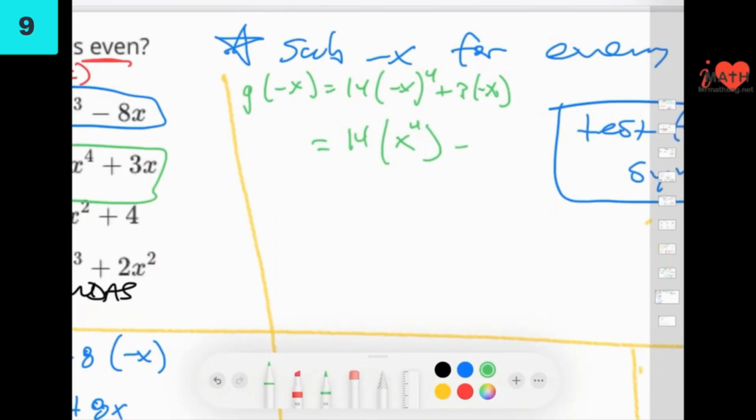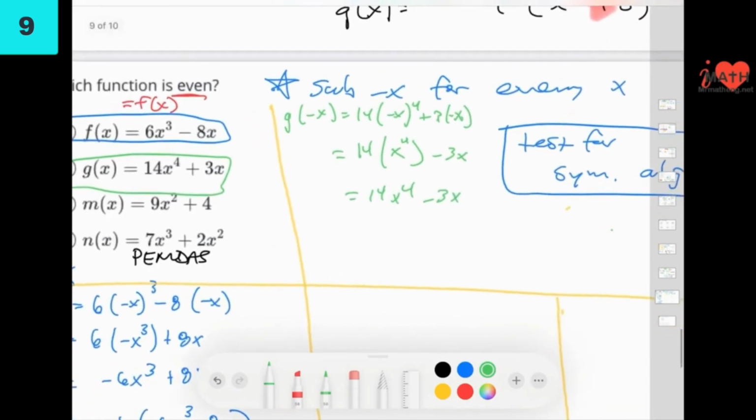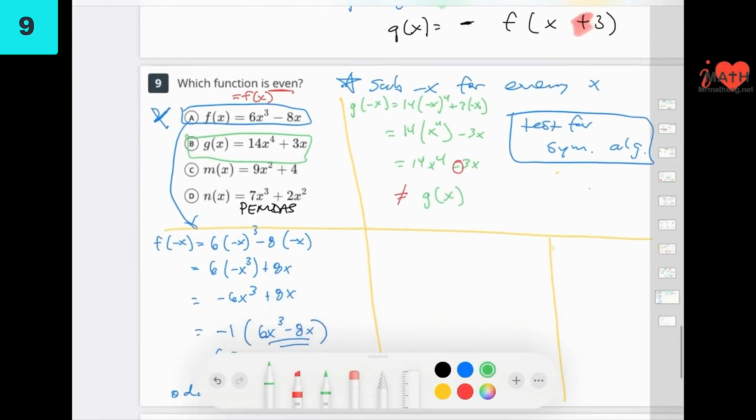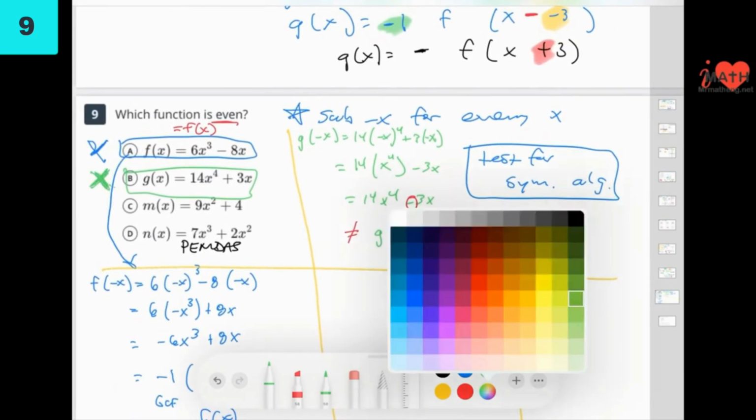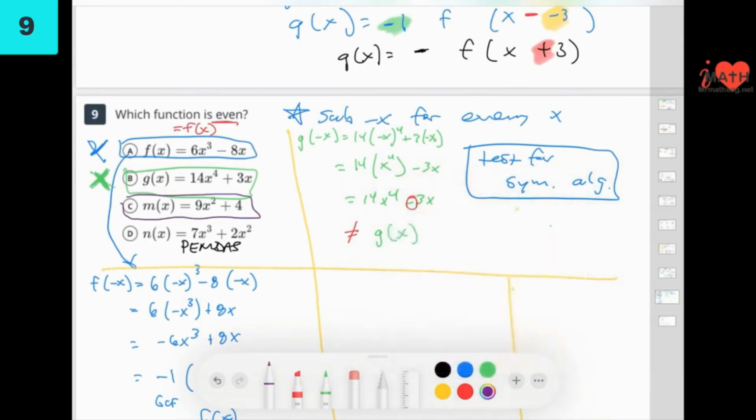And then this would be negative 3x, so this would be 14x to the 4th minus 3x. And is that equal to the original? It does not. So we can say it's not equal to the original. And so this would not be an even. Okay? Let's try this one, m of x.